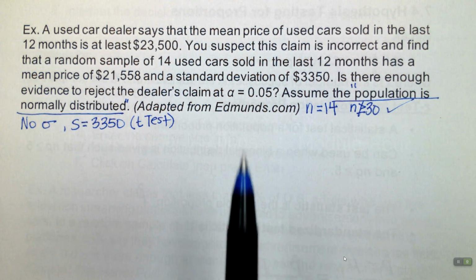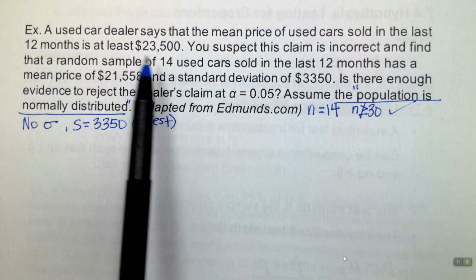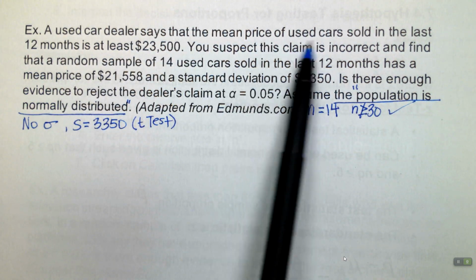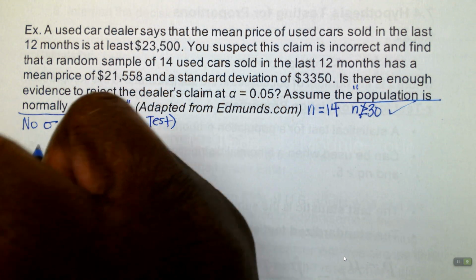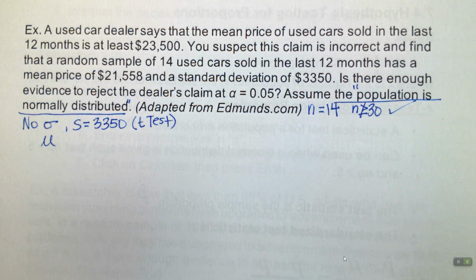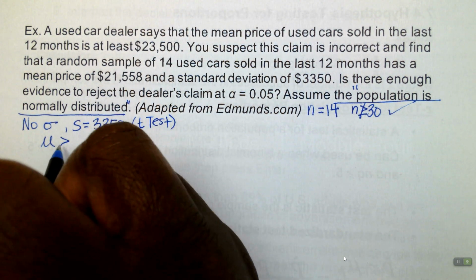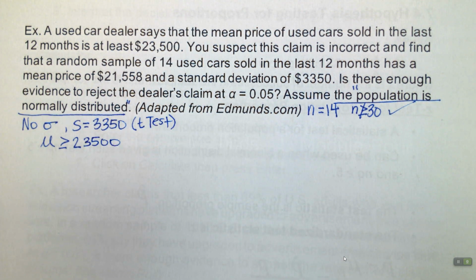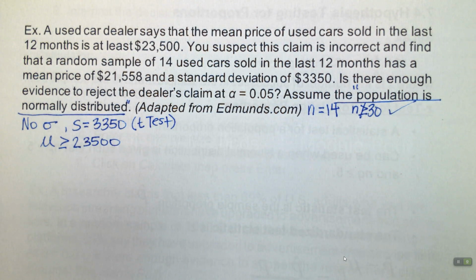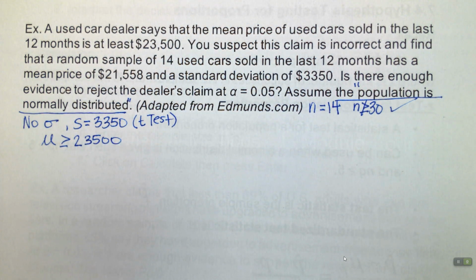All right, so let's look at the claim now. You suspect this claim is incorrect. Wait a minute. A used car dealer says that the mean price of cars sold in the last 12 months is at least $23,500. At least. So that means that is included in their claim. This is what they're saying. The mean is at least. So this is the minimum, and any number above that.